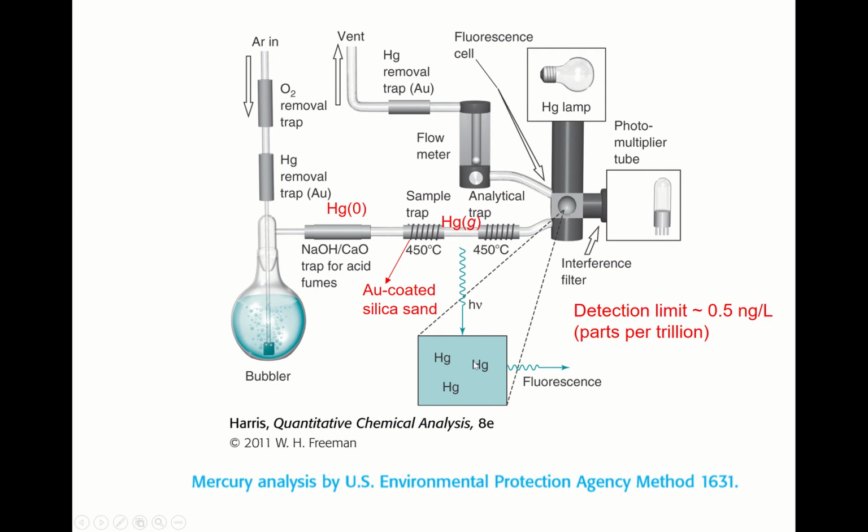All right, here, you illuminate this fluorescence cell with the mercury lamp, and then at a right angle you detect this fluorescence. Okay, so in this way you can detect down to 0.5 nanogram per liter, which is parts per trillion. Okay, extremely low concentrations can be determined. All right.